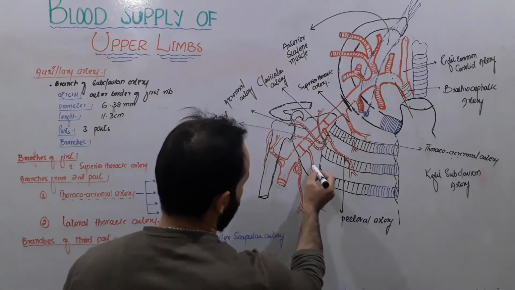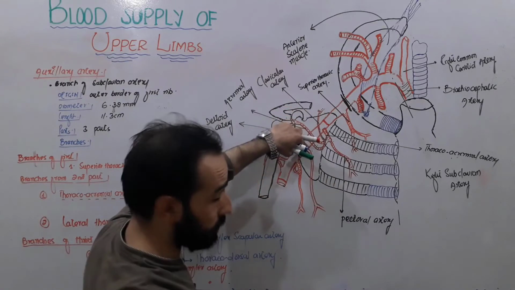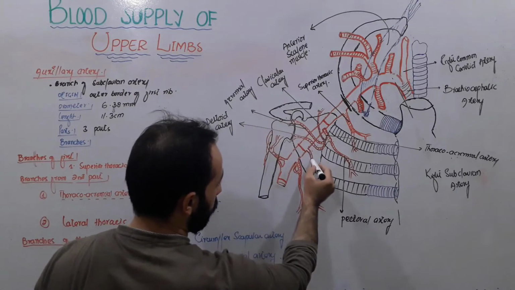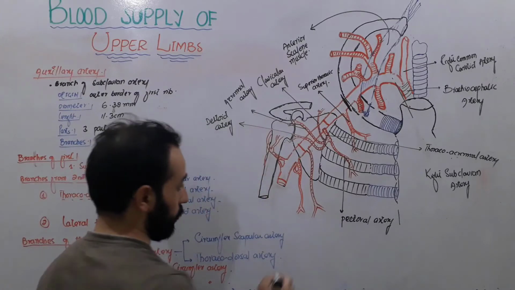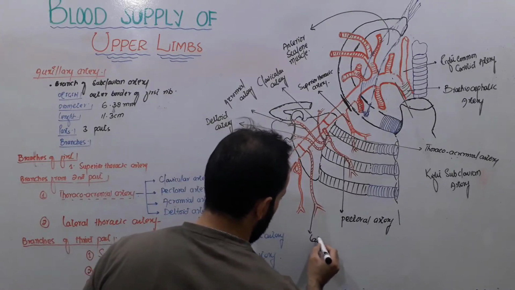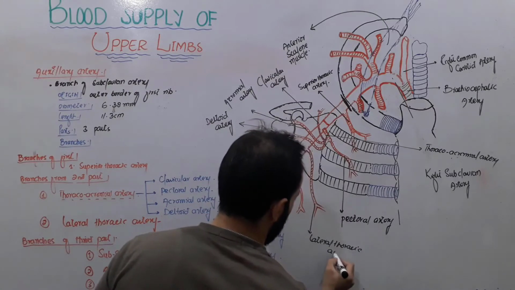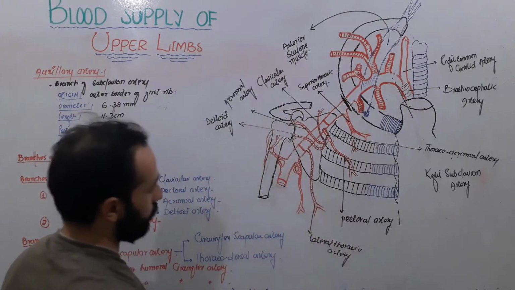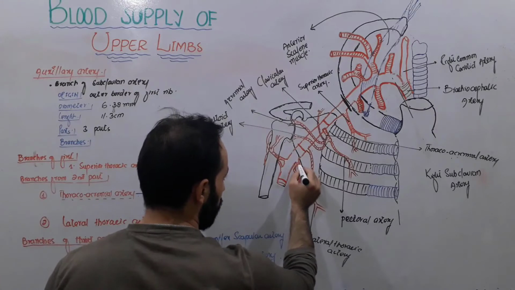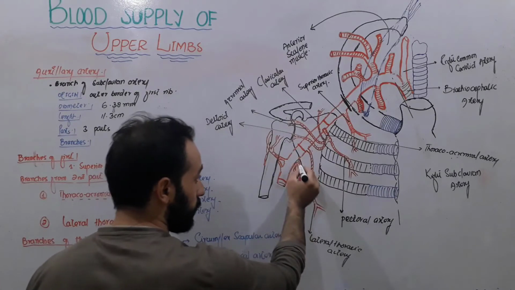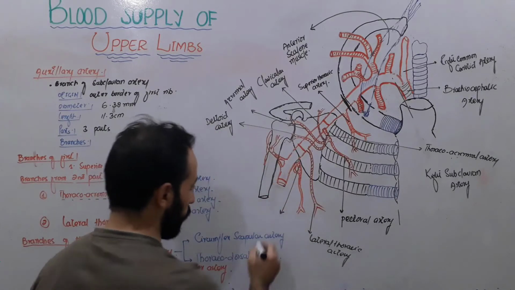Now moving forward, this one, which is the second branch of this second part of this axillary artery, is coming down like this, and this is called the lateral thoracic artery. So this is our lateral thoracic artery. Clear? Okay, this was about the branches of the second part. Now the branches of the third part, right? This artery which arises from this third part, we say that this is the subscapular artery.